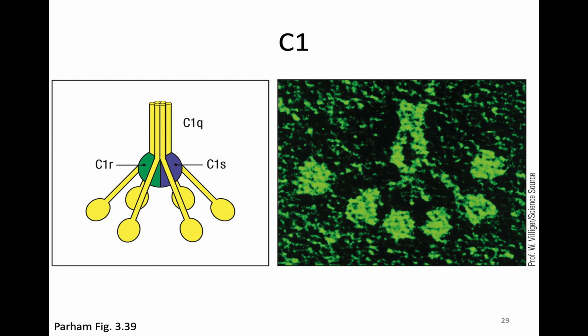This is a cartoon image of C1 on the left, and this is actually an electron microscopy image of C1 on the right. It really does look exactly like that. And we usually say that it looks like an upside down bouquet of flowers. And so it has this very specific geometry. And that geometry allows it to bind to those antibody tails that are on the surface of the pathogen. So C1 binds to the antibody on the surface of the pathogen.